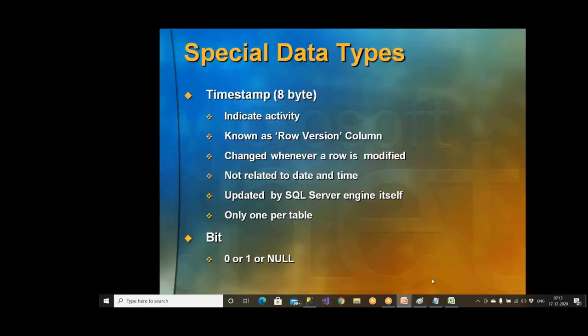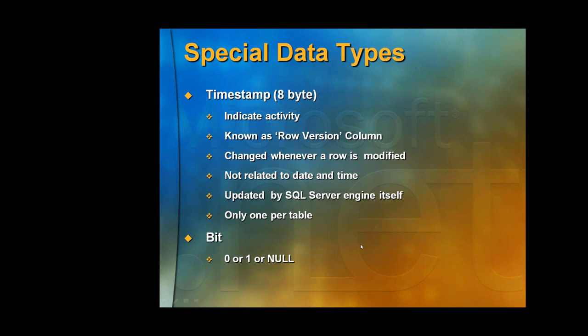Am I clear, guys? So this is what is called a timestamp. This is what is called the row version number. It is known as the row version column, changed whenever a row is modified, and is not related to date and time. People think that timestamp means it is date and time. No. Only one such column we can have, not more than that. Am I clear, guys? So this is very important.